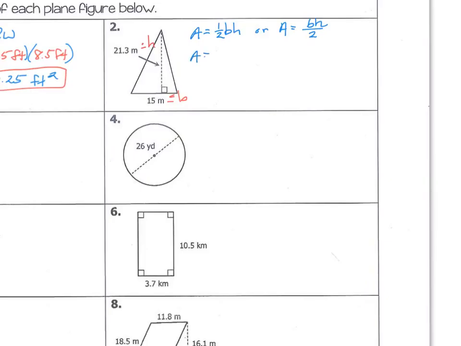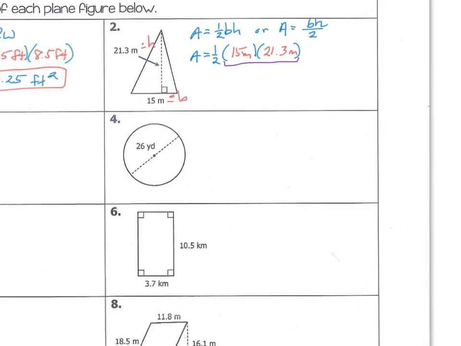So if I use the first formula, my base is 15 meters. My height is 21.3 meters. What do you think the error is that kids do? You're right. The biggest error is that kids distribute this 1/2 into both of these. They'll take half of the 15 and half of the 21.3. There's no addition or subtraction signs here. You don't want to do that. So if I were you, what would you do first? The smart thing would be to multiply your base and your height together first and then take half the answer.